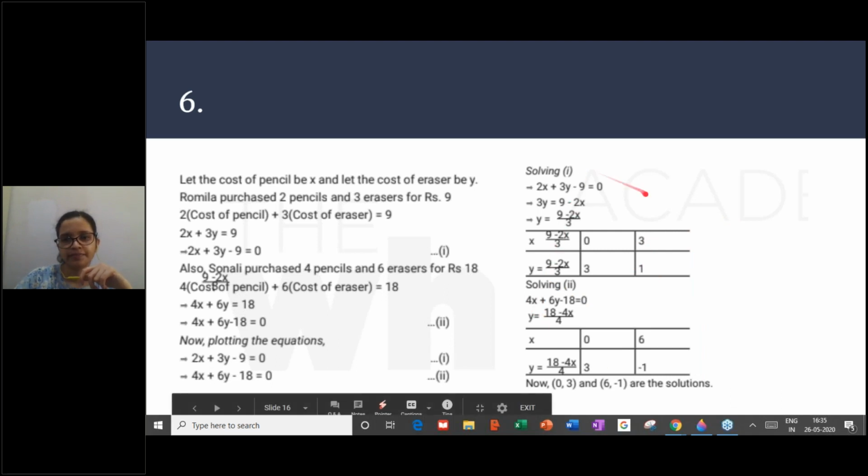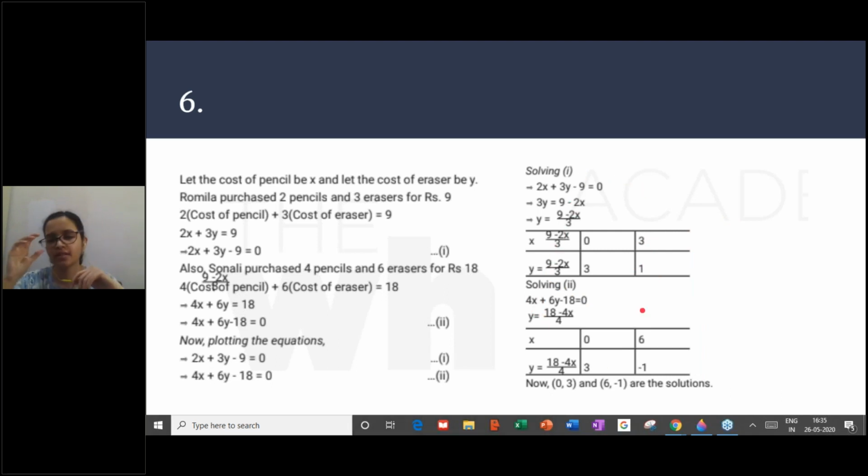There are questions like whether these equations are consistent, solved graphically and all that. We need to cover those questions also. For now, I haven't taken them.